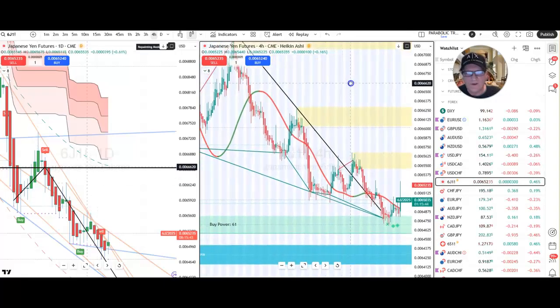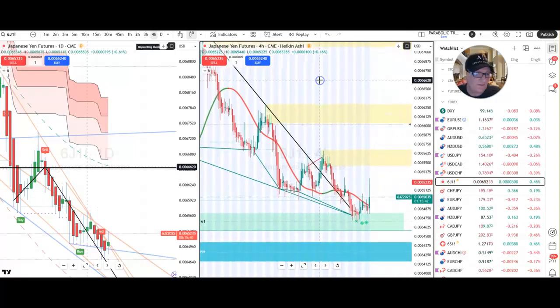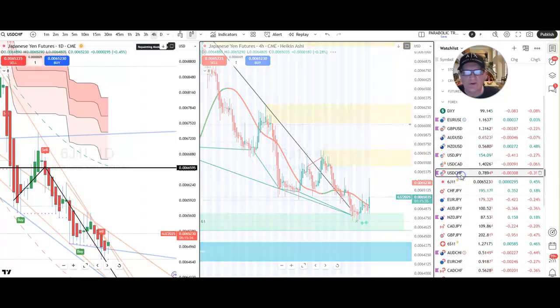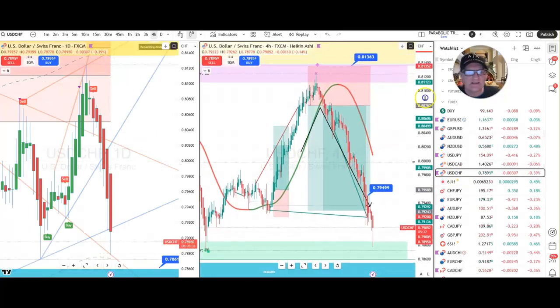The yen futures are very mixed, of course, and that's why all the yens are mixed. Let's look at the US dollar. Congratulations on the US Swiss.